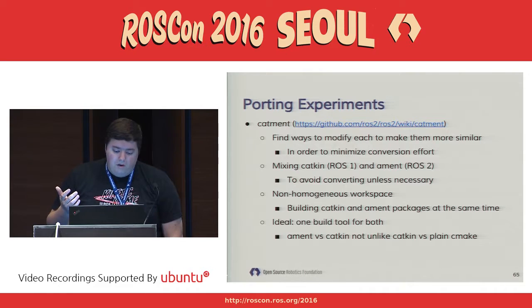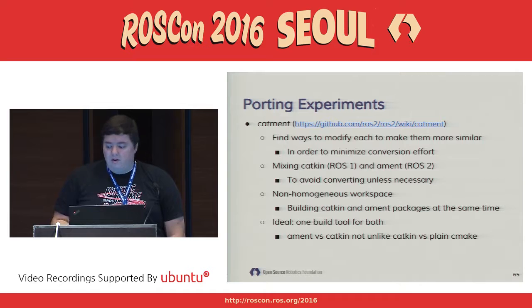We also talked about our thoughts on this idea of a non-homogeneous workspace. Already in ROS1, you can have a build which has both catkin packages and plain CMake packages, if you like. This would just be an extension to that, where you have catkin packages, plain CMake packages, and then maybe ament packages, or maybe pure Python packages, which is something else we have in ROS2 that we don't have right now in ROS1. And then, of course, ideally, we just have one build tool that works on both of them, so you don't have to learn different tools for different systems.